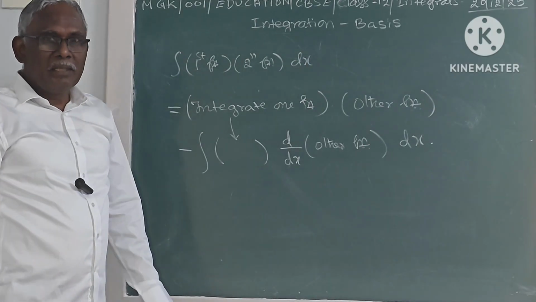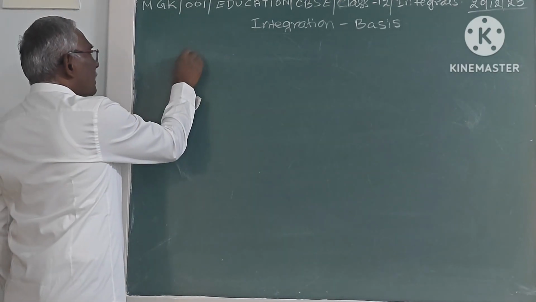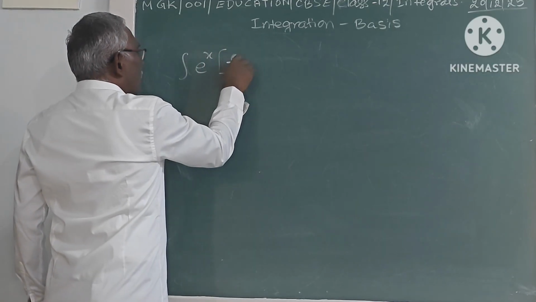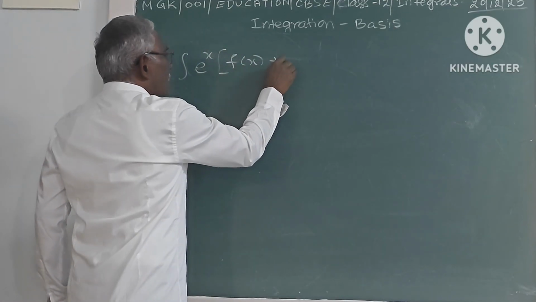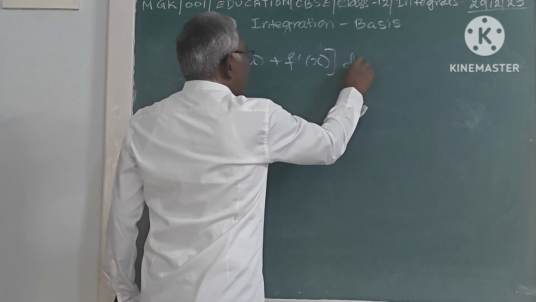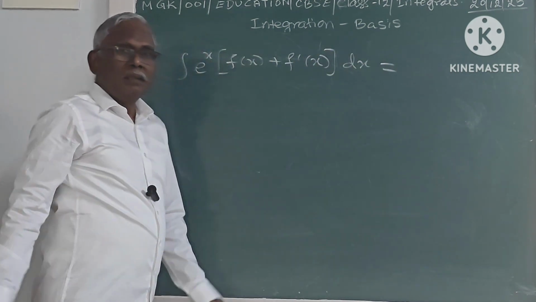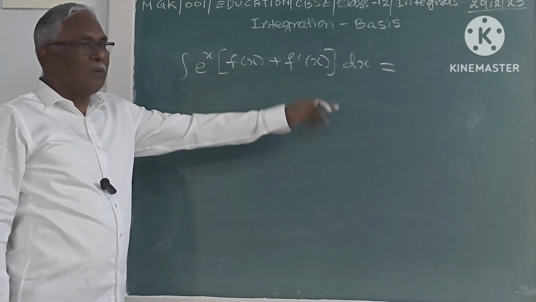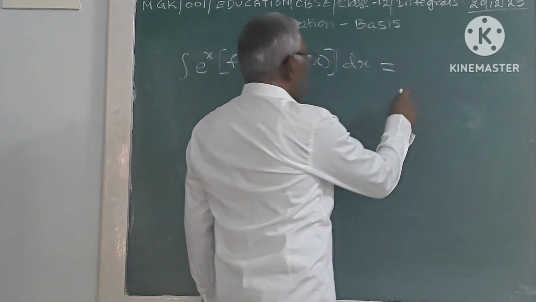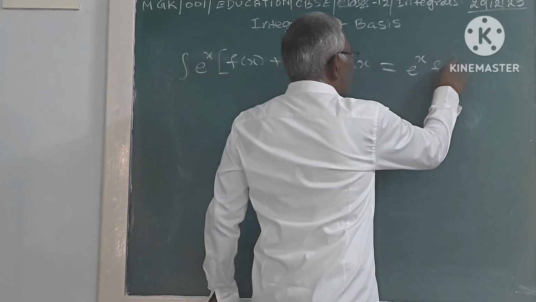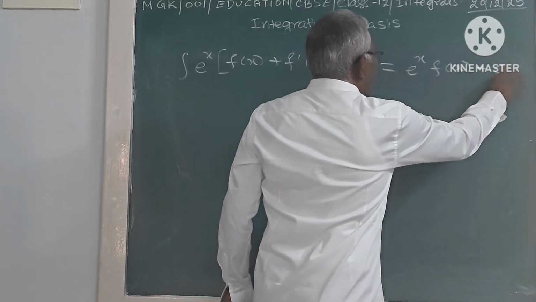I already explained which function we have to integrate and which one we have to differentiate. Then we already learned integral e power x into f of x plus f dash x dx. This is nothing but e power x into f of x plus constant.